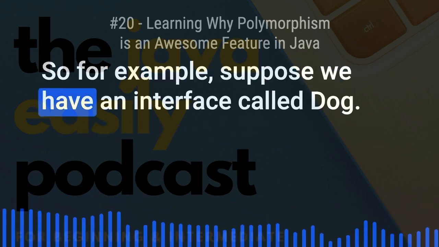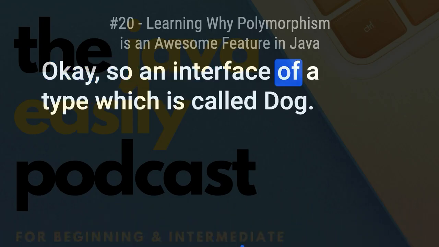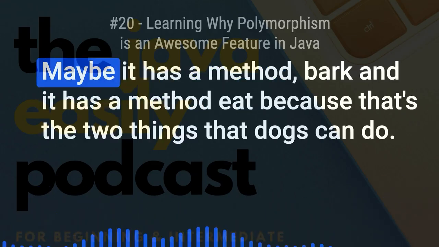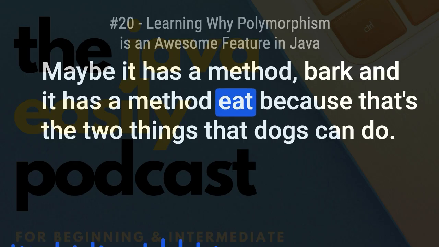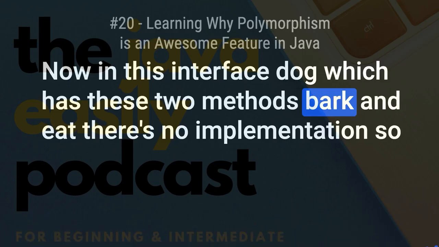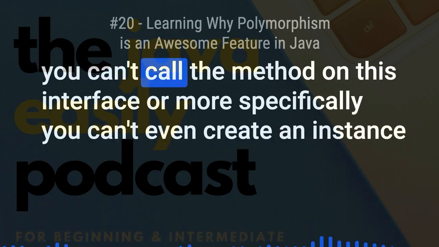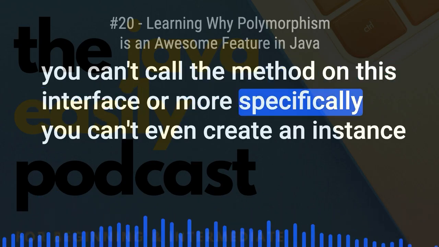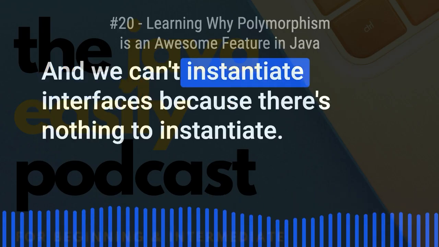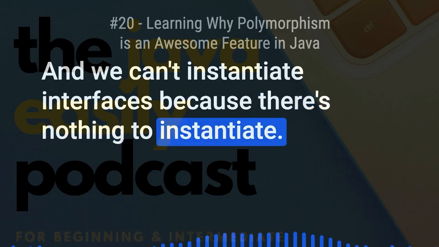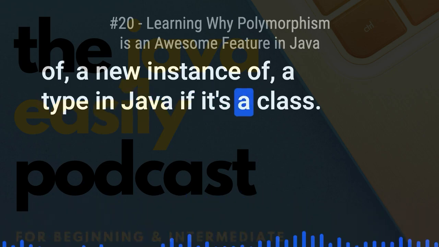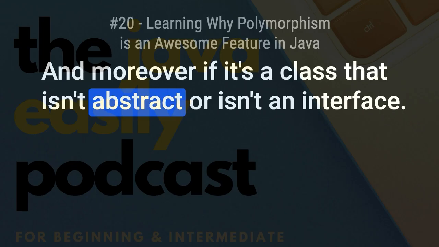So for example, suppose we have an interface called dog. And we touched upon this last week slightly. Maybe the dog has two methods on it: a method bark and a method eat, because those are the two things that dogs can do. Now in this interface dog, which has these two methods, bark and eat, there's no implementation. So you can't call the method on this interface, or more specifically, you can't even create an instance of this interface because it's not a class, it's an interface. And we can't instantiate interfaces because there's nothing to instantiate. You can only instantiate, that is, create a new object of a type in Java if it's a class, and moreover, if it's a class that isn't abstract or an interface.